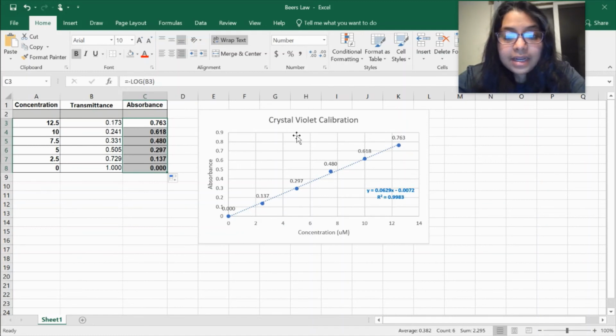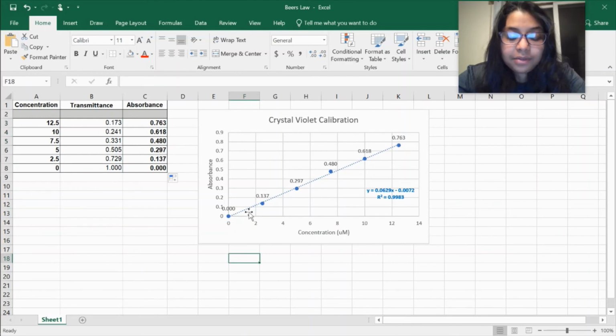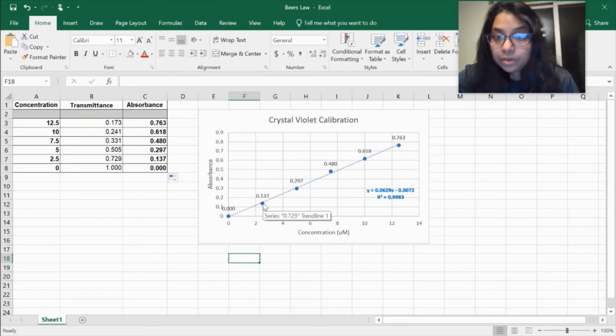So I had already set up the graph to plot when I entered the data. So absorbance is on the y-axis and concentration is on the x-axis in micromolar. And here are our actual data points represented on the graph, okay? So here are your actual values represented on the graph. You got your 0.137, which has the lowest absorbance. Other than the reference blank, it has the lowest absorbance because it is the lowest concentrated solution.